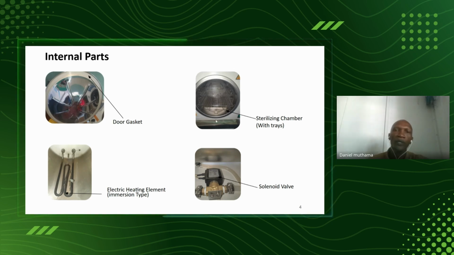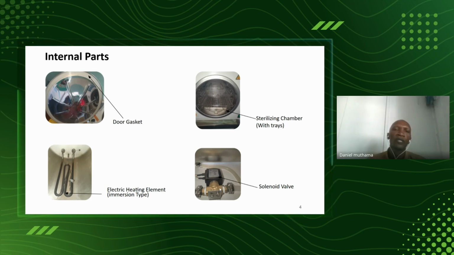Inside this unit there are the filters. This is a filter, the front one, and there is also the rear one. There's another filter like this at the rear. Inside this part, we have the trays. These are the trays. Then when you come here, this is called the solenoid valve.